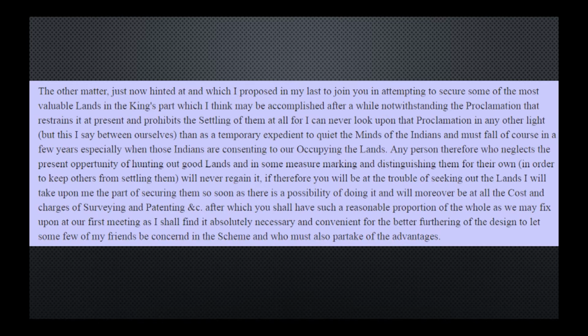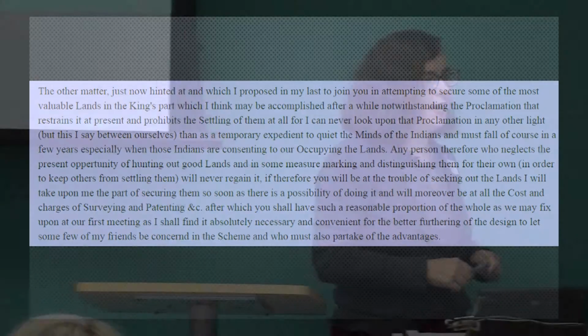I don't know if he's actually right in saying that or not. But I'm sure this was an argument that people used to justify their actions. So yeah, this is the attitude of George Washington. So you can imagine that a lot of other people followed suit.